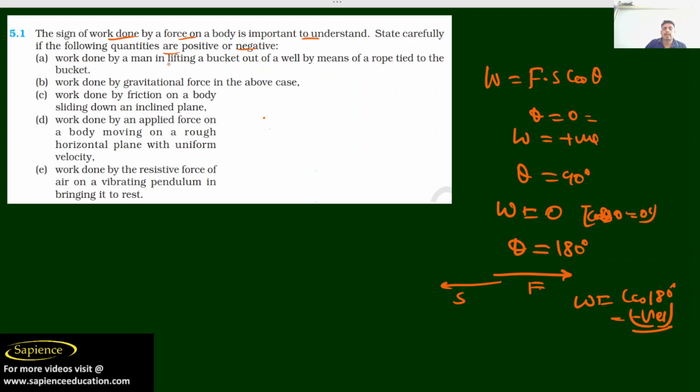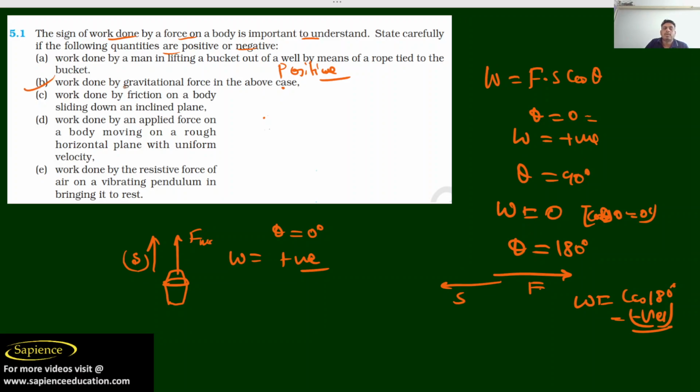So, the work done by a man in lifting a bucket out of the well. For example, there is a bucket, and a man lifts this bucket in the upward direction. So force by the man is applied in the upward direction, and the displacement is also in this direction. So definitely the angle between both is 0 degree. So work done will be positive. So in the first case, the work done is positive.